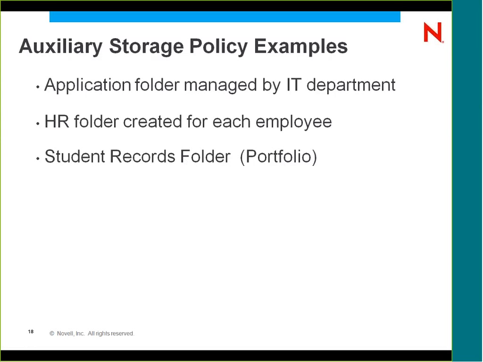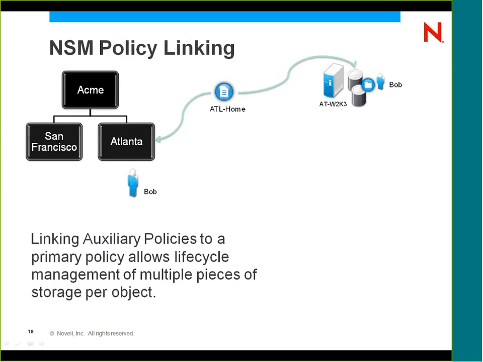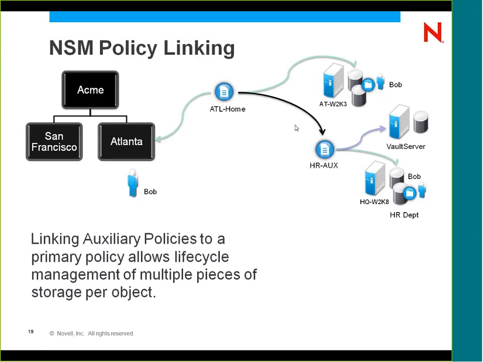So the way this really works is, in this example, I've got Bob, and I've created Bob, and he got his home directory based on my policy. Then you go in and create an HR auxiliary policy. So for Bob, there's a folder created under the HR share, in this example, that user Bob has no rights to, only the HR department.